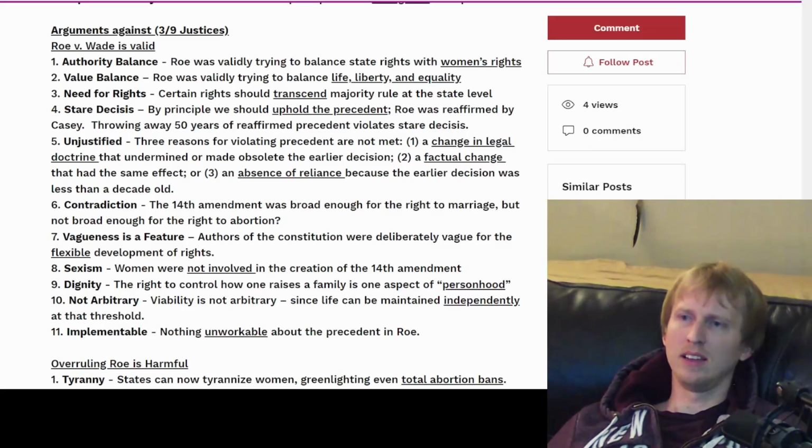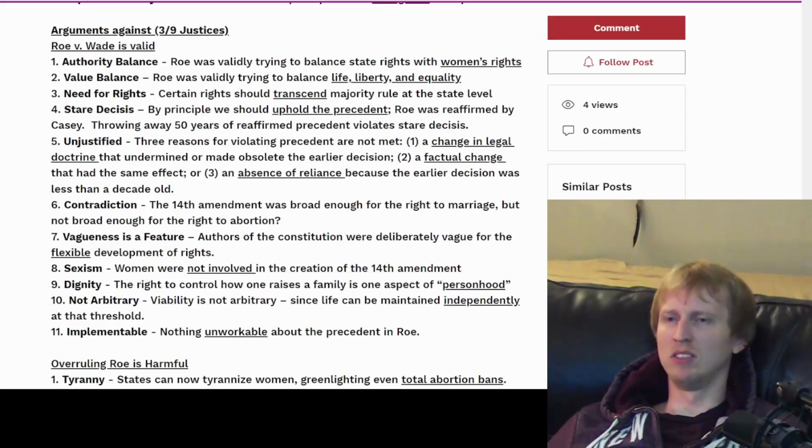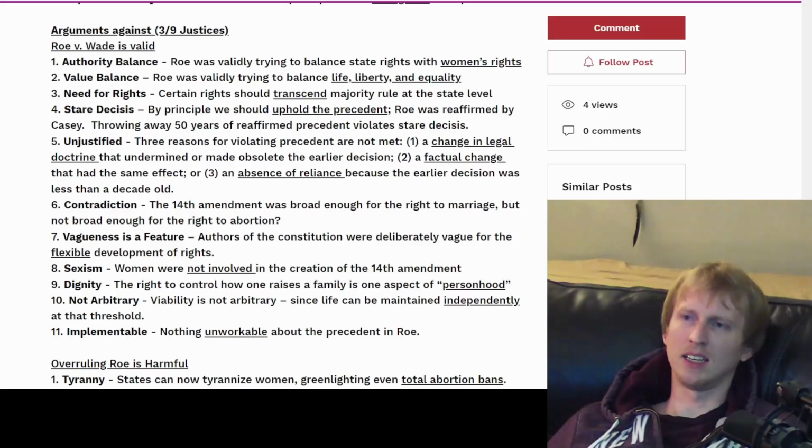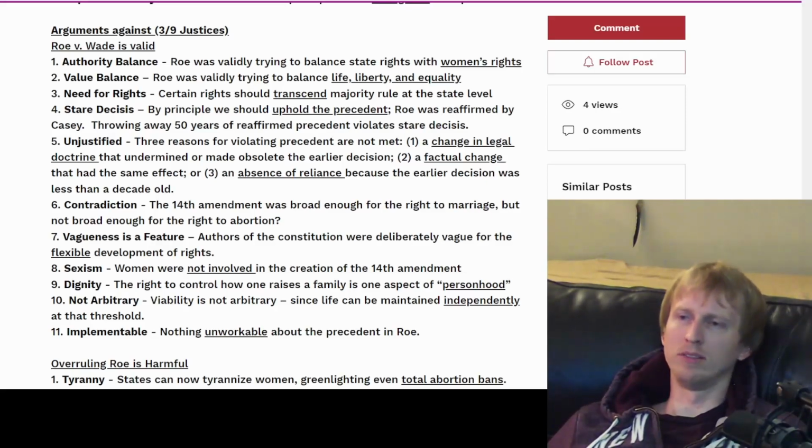So the absence of reliance is basically if the Supreme Court makes a decision, but it's not really useful, nobody is using it, nobody is appealing to it, if it never gets referenced or reaffirmed, it's kind of a useless ruling. Maybe it can get redacted, or it can be overturned. And so what these three justices are saying is that none of these criteria have been met in order to justify overturning Roe versus Wade.